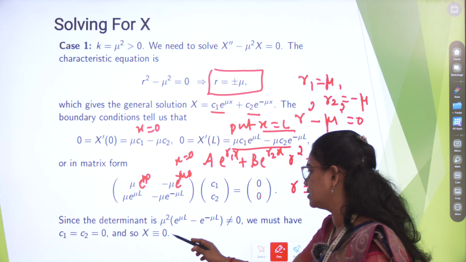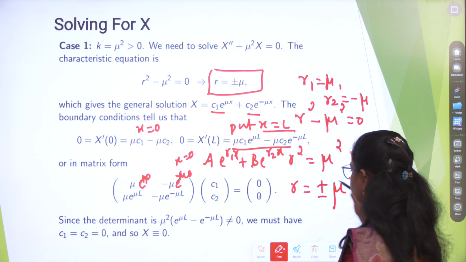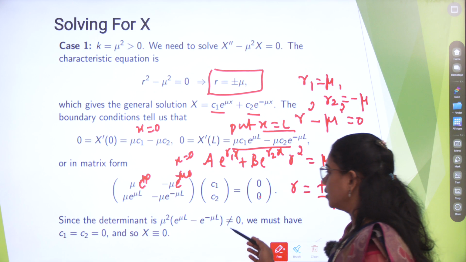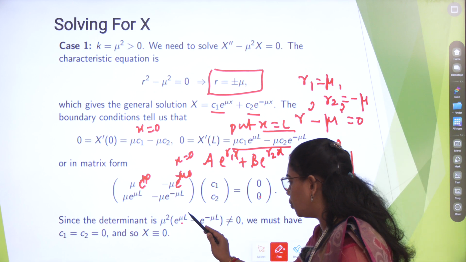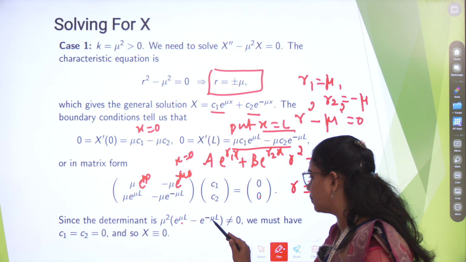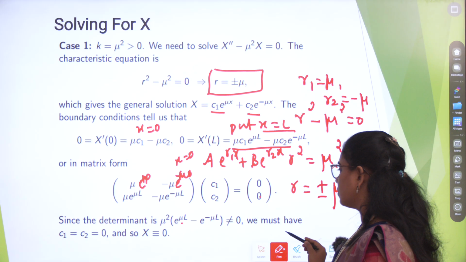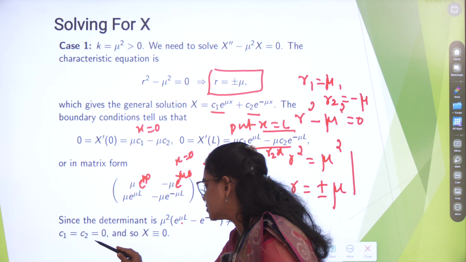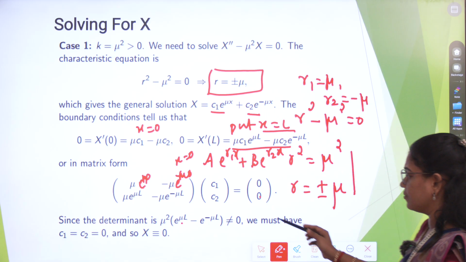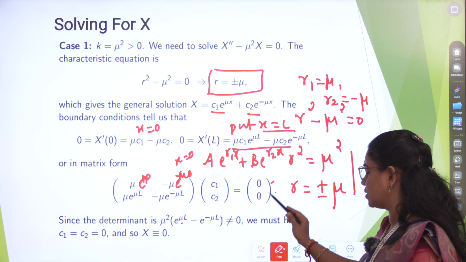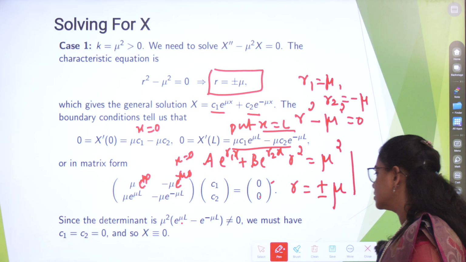Since the determinant is mu squared times (e^(mu L) minus e^(minus mu L)), which is not equal to 0, we must have c1 and c2 equal to 0, and so X is identically 0.